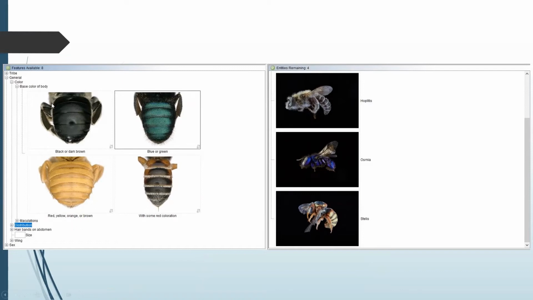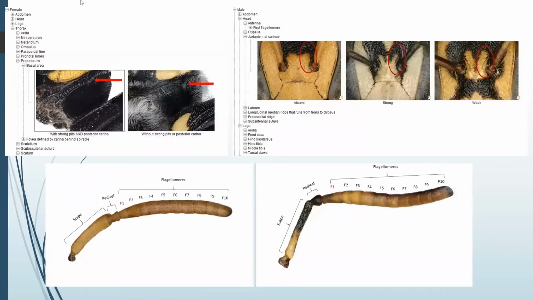Every time we talk about an identification character, we have a picture of it. And you can see the pictures of the bees that you're narrowing it down to here on the side as you move through the keys. So just some more examples where you might not know what the basal area of the propodeum is, but we have a picture here to show you the back of the thorax and where you try and find that feature on the bee instead of having to know all the terminology right away.